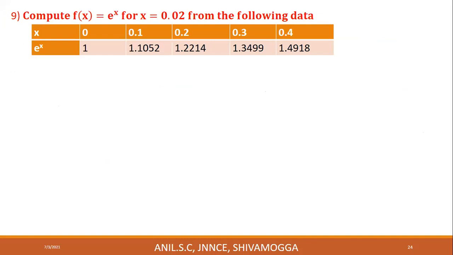Next, compute f of x is equal to e power x for x is equal to 0.02. That means compute y. F of x means y. Y is equal to e power x is the function. Calculate y when x is equal to 0.02 from the following table. Here x takes values 0, 0.1, 0.2, 0.3, 0.4, and y is the function e power x.